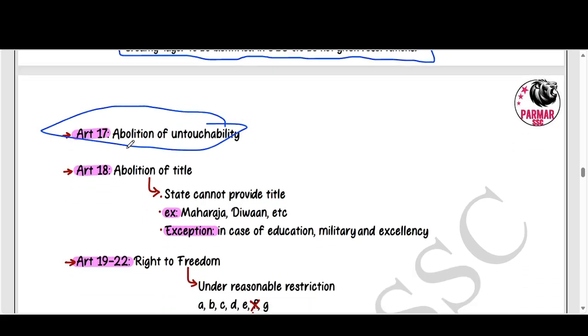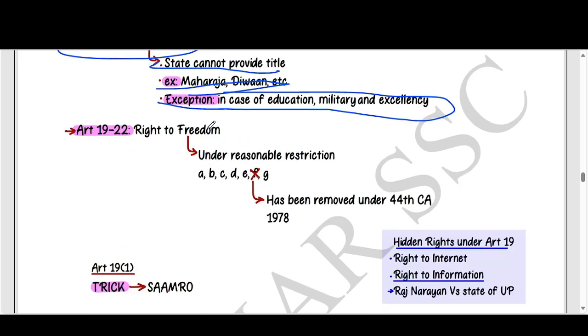Abolition of untouchability. Abolition of titles: the State cannot confer titles such as Maharaja or Diwan. It is an exception in case of education and military distinctions.